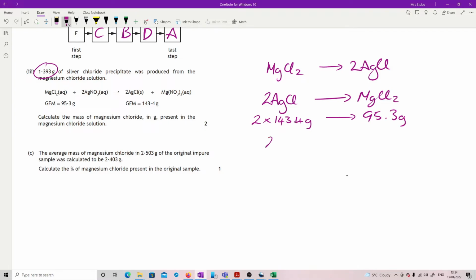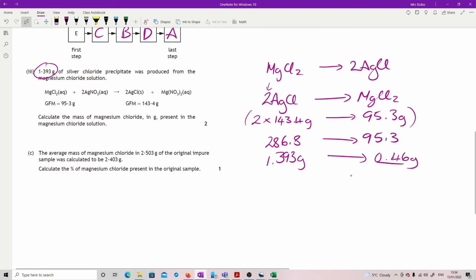So that means 286.8 is 95.3. I'm actually writing more down than I normally would, but I would have had to make it clear that I had 2 of these. Right, and then I would say 1.393 gives me what? So 1.393 divided by 286.8 times 95.3 gives me 0.46 grams. And there's your answer.